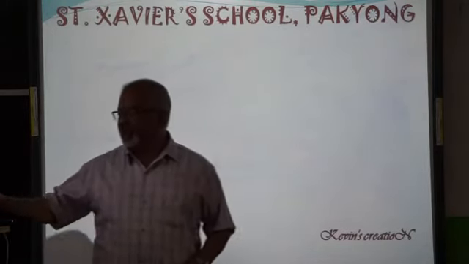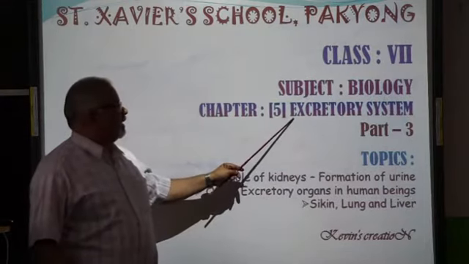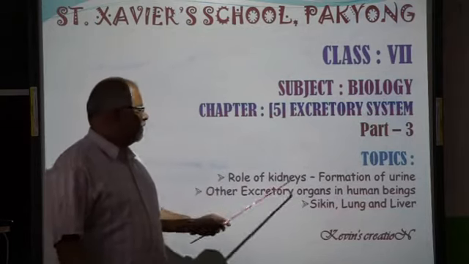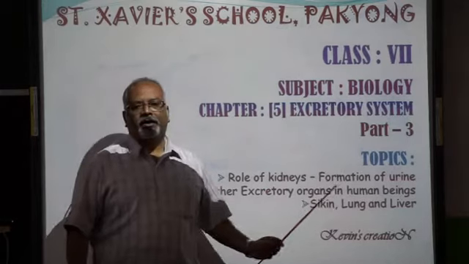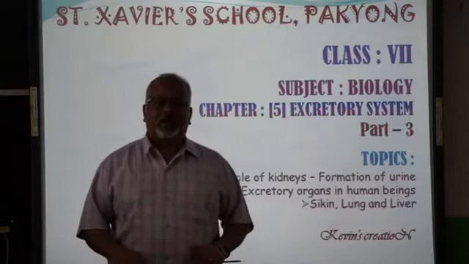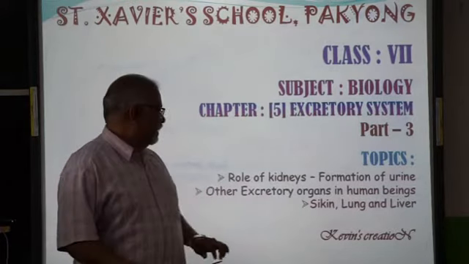Today in biology, we are going to take the same chapter, that is excretory system. This is the third part of it. In today's video, we are going to learn about the role of kidneys in formation of urine. How urine is formed in our body, and what is the role played by the kidneys.